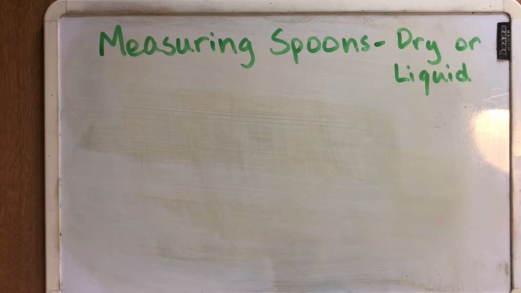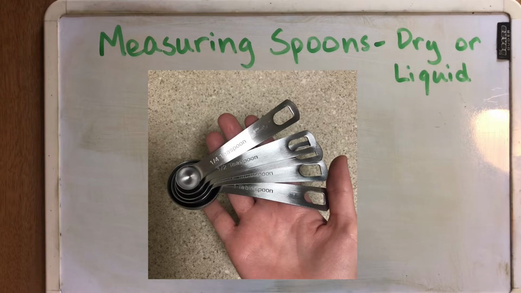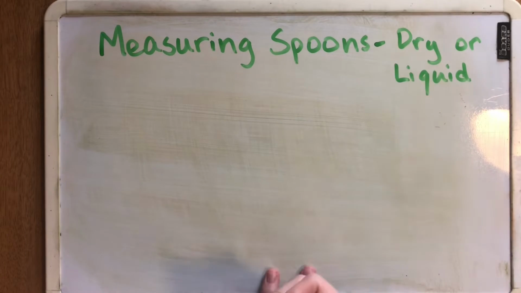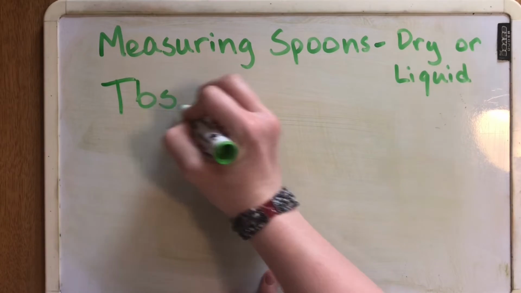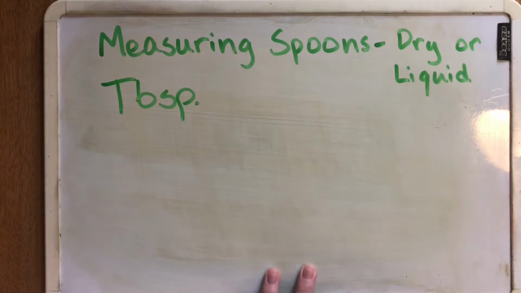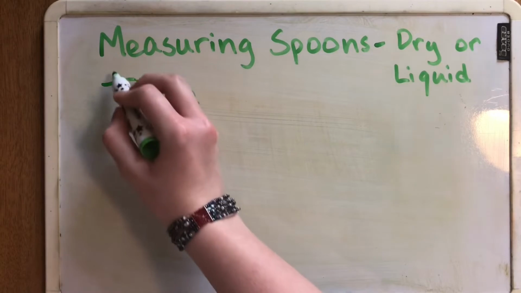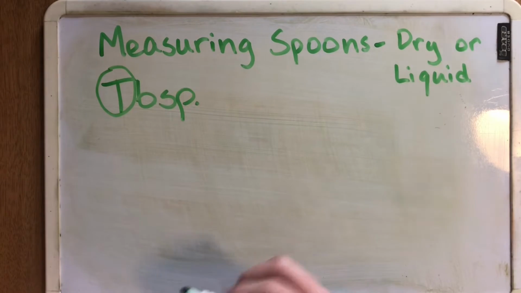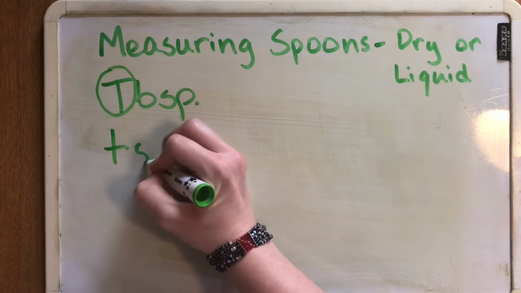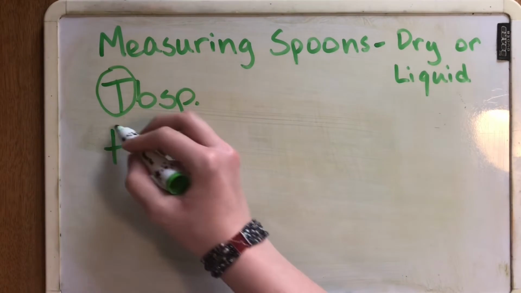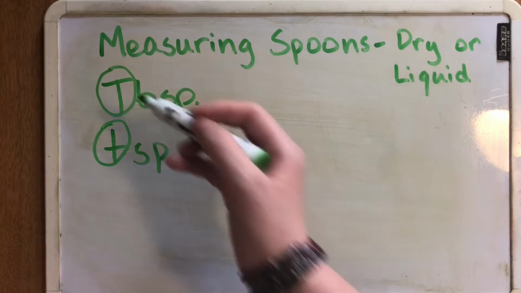All right, our last one is measuring spoons. These can be used for dry or liquid, since liquid measuring cups don't get that small. Your biggest one is going to be your tablespoon, which I'm going to abbreviate TBSP. Notice the capital T, and then for teaspoon, it's going to be a lowercase t, TSP. So pay attention to that.